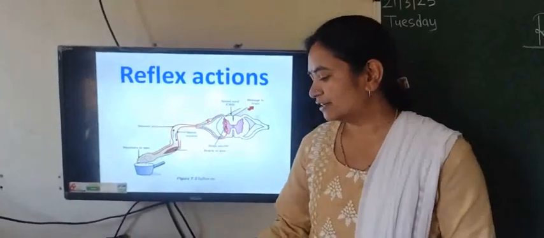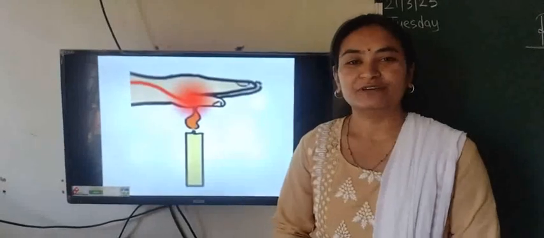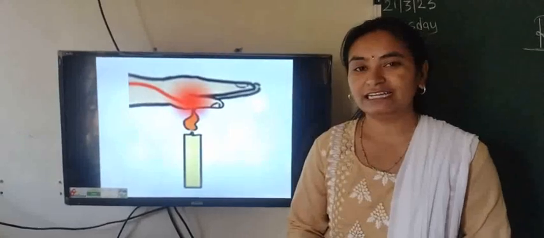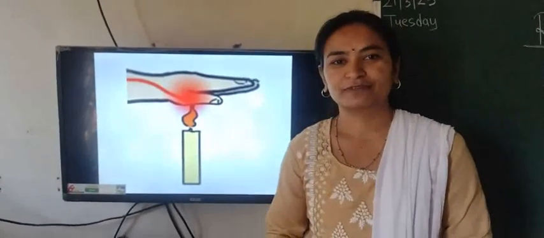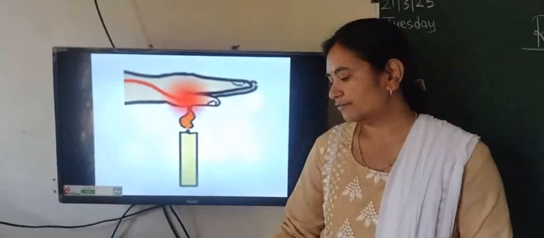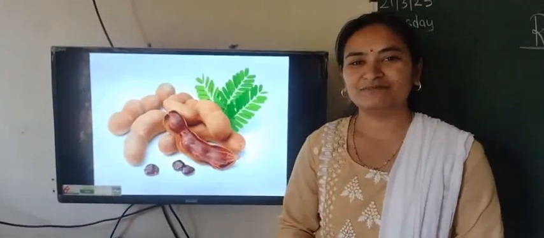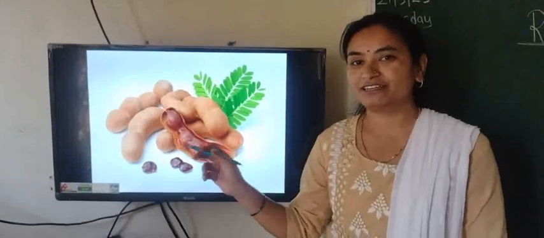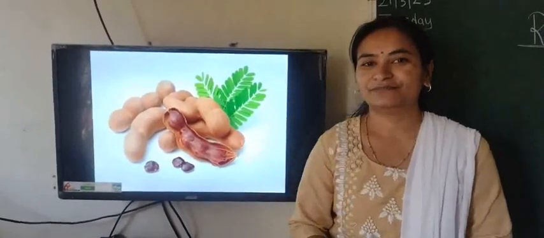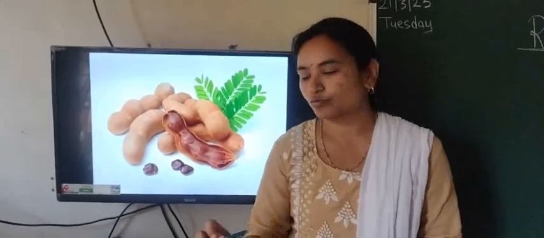Okay, children, tell me, when our hand comes in contact with a flame, what do we do? Very good. We move our hand from the flame. Now tell me, when we see tamarind, what happens? Exactly. Our mouth starts watering.